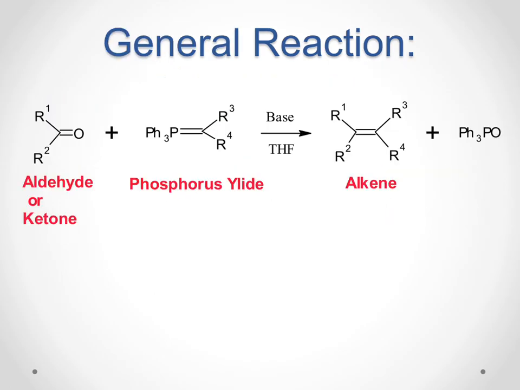Let's see its general reaction. So we take an aldehyde or a ketone and we treat this with a phosphorus ylide in the presence of a base and THF as a solvent. So during the reaction, this oxygen atom will be replaced by an alkylidene group and we get a highly substituted alkene along with triphenylphosphine oxide as the byproduct.